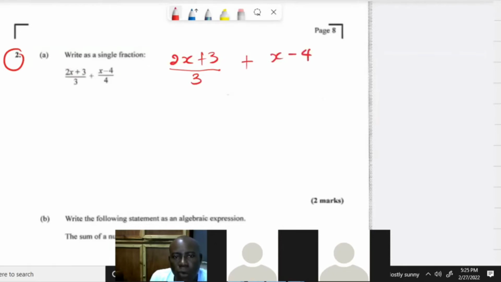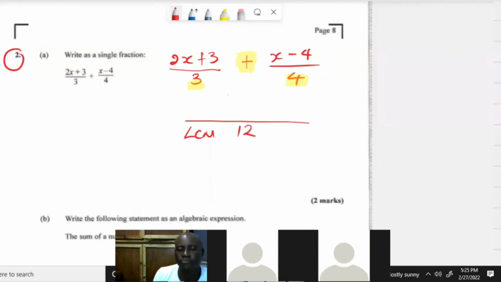So we have (2x plus 3) all over 3, and then we're adding this to (x minus 4) all over 4. Definitely you're seeing that the denominators are not the same, and we're adding again. So if you're adding and the denominators are not the same, you need to find your LCM. What number can 3 and 4 go into without a remainder? The class will say 12.